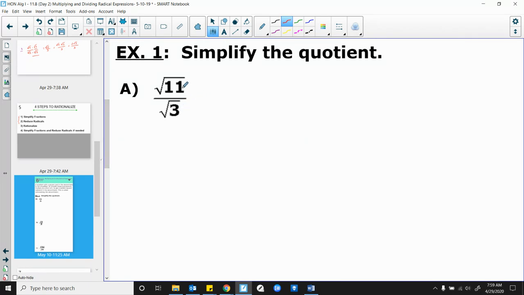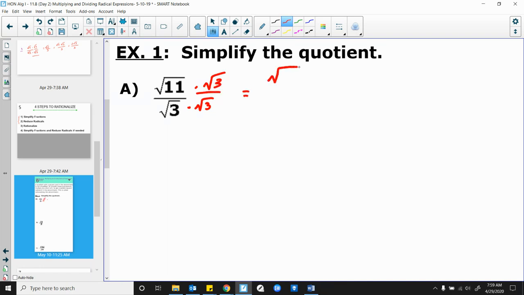The first one here: radical 11 over radical 3. Can I simplify the fractions at all? No. 11 over 3 does not simplify at all. Can I reduce any of these radicals? No. There are no perfect squares that will divide out of 11. So I can go right to the rationalizing here. Multiply by radical 3, multiply by radical 3.